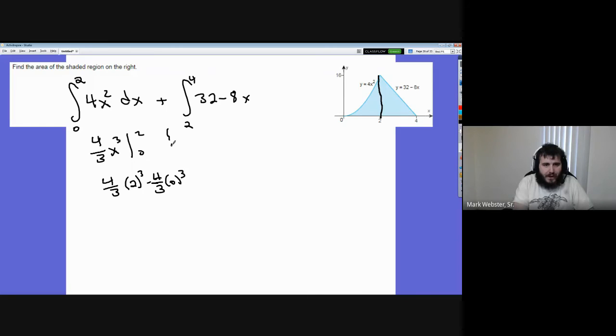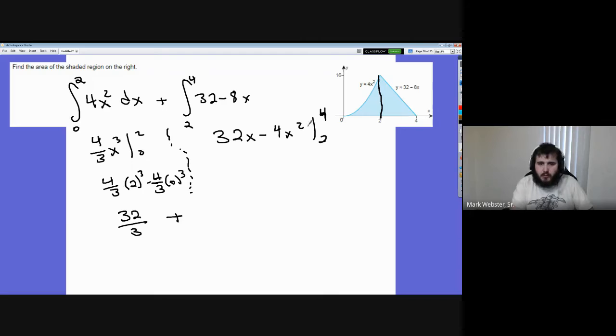So this part, and again, it does help to do these separately. You don't have to try and do everything all at the same time. You can break this into pieces, chunk it out and not have to worry. But this is 8 times 4 is 32, so 32 over 3, and this is 0, so we don't have to worry about that one. And now we can get this other piece: 32x minus 4x squared from 2 to 4.